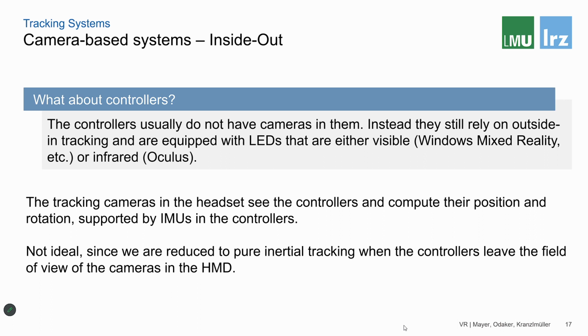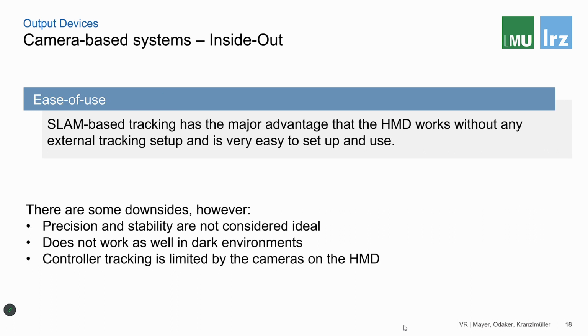However, still tracking inside out for controllers as well as headset, as I said, is not considered the most precise system. There are more precise systems out there. So the big advantage of these systems is that they are very, very easy to use. So you just have to put on the head-mounted display. You don't have to do any external tracking setup. You don't have to mount any cameras in your room and do a camera calibration. It's just really put on the headset and go.